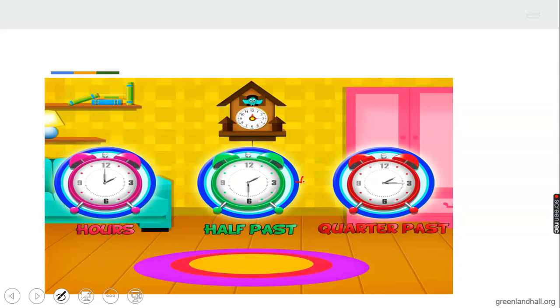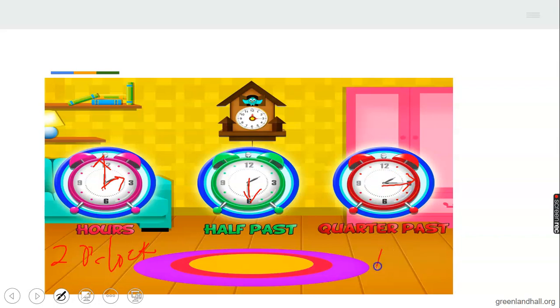Last week we talked about the o'clock. When the long hand is on 12, and the short hand is facing 2, that's what? 2 o'clock. When the long hand is facing 12, that's the o'clock. When the long hand, which is the minute hand, is facing 6, that is half past. That is what? Half past.